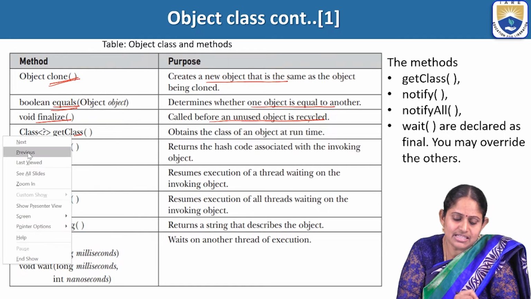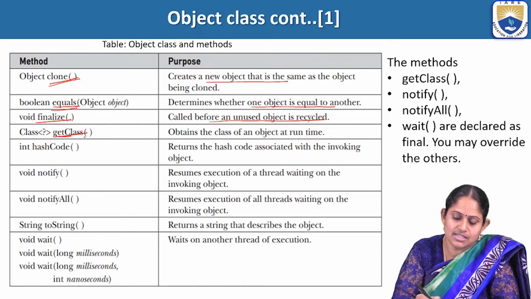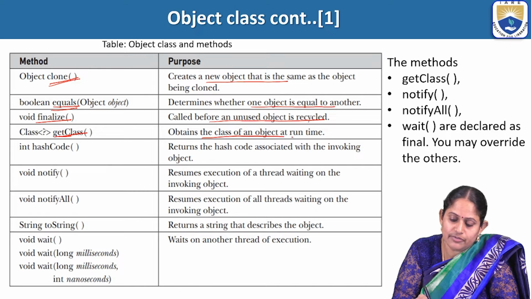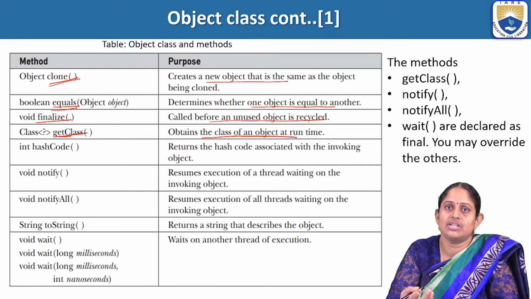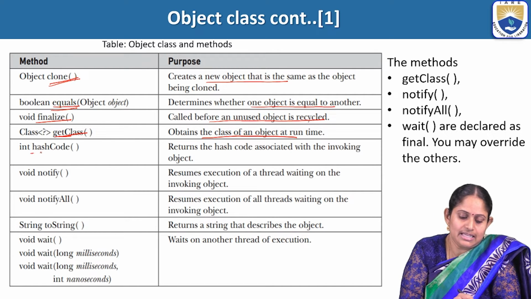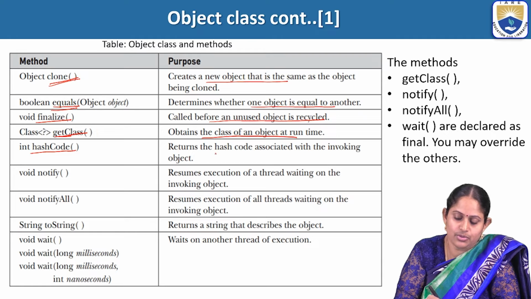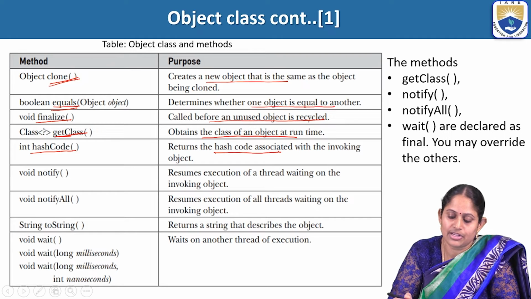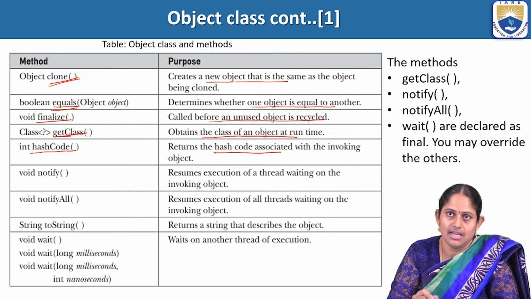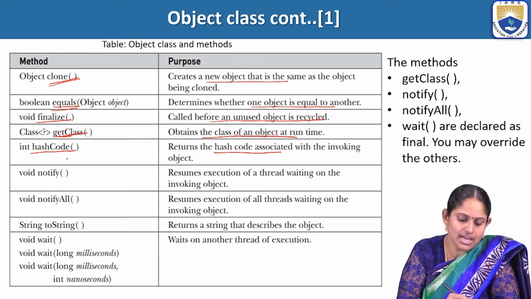Then we have the get class method. The get class method is used to obtain the class of the object at runtime. So if you want to determine the class of a particular object, then you call the get class method. Then the hashcode method is used to return the hashcode associated with that corresponding object. If you want to get the hashcode corresponding to that object, then you call the hashcode method.